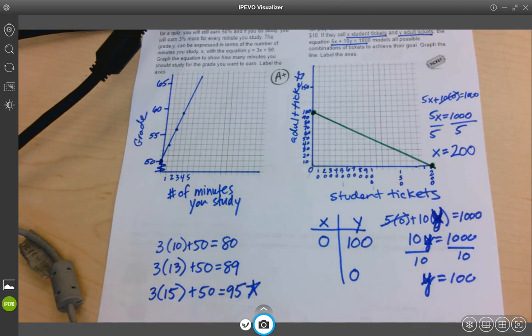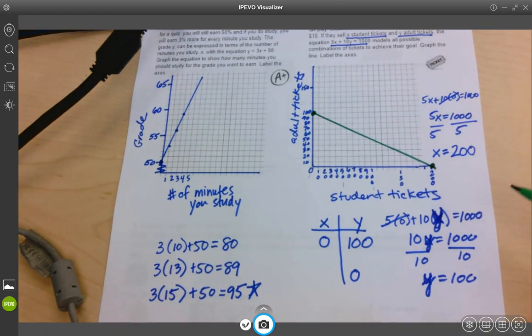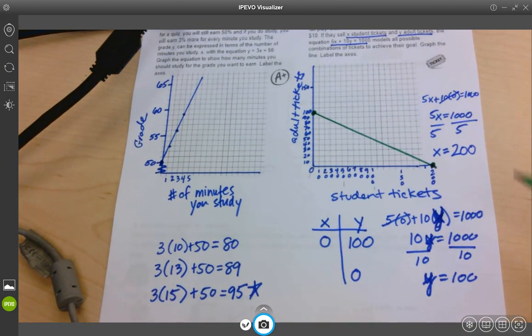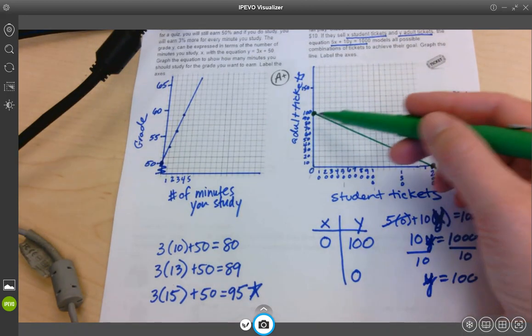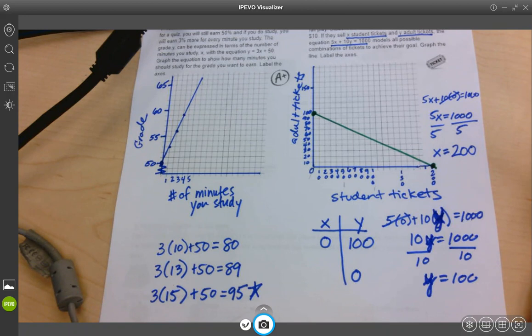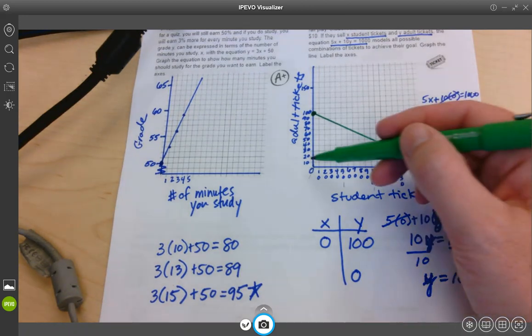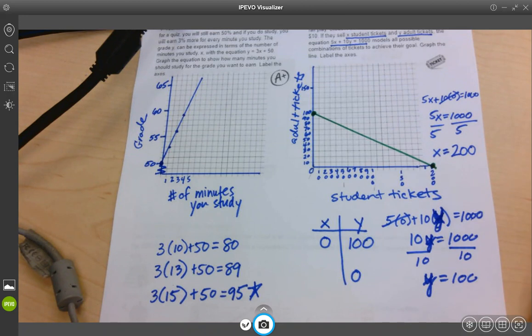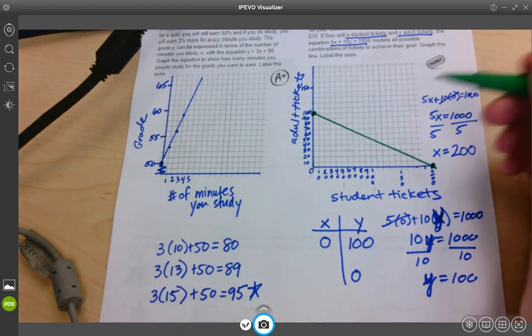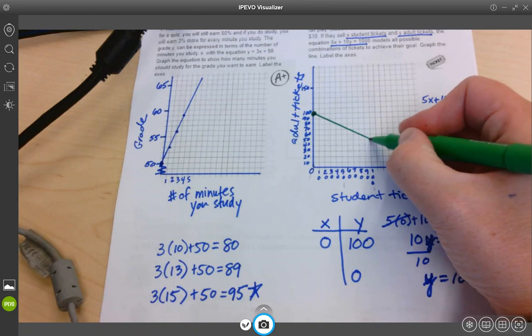All right, so look, this represents all the different possibilities of adult tickets and student tickets. We could sell just 100 adult tickets and no student tickets, but that would be weird to have no students going to the play. You could sell 200 student tickets and no adult tickets, but that would also be weird because people's parents want to go see them. So the true answer is probably somewhere in the middle.